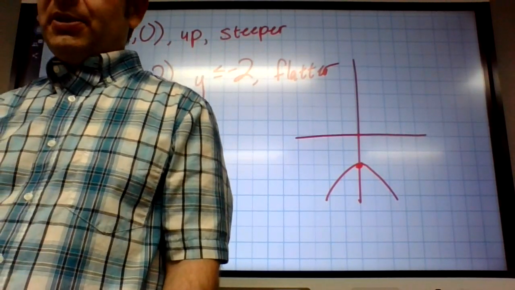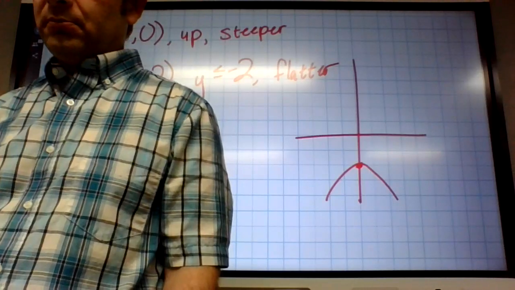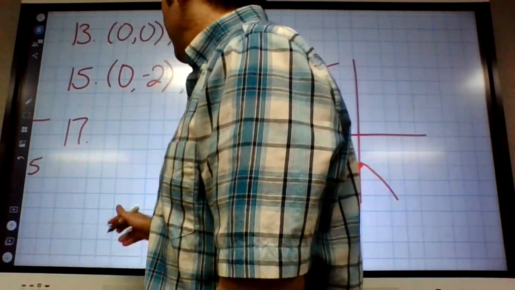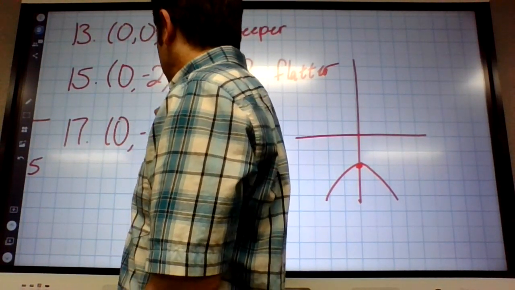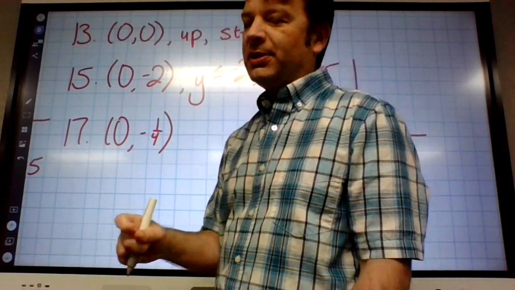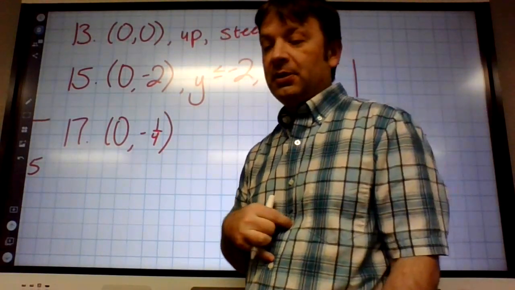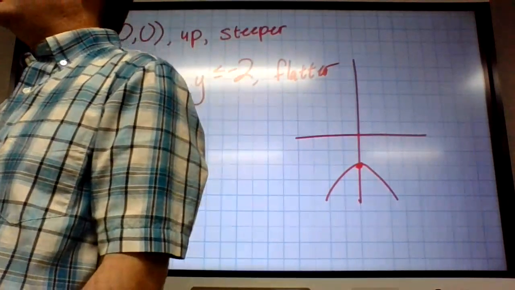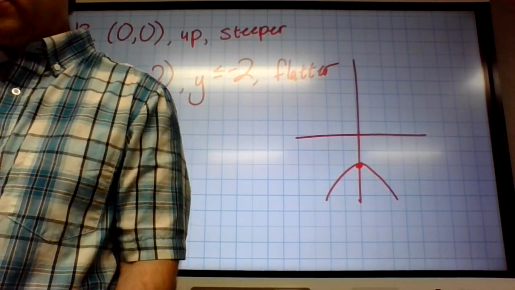Okay, 17, where is the vertex going to be? 0, -1/4. Right, down 1/4, so 0, -1/4. Most equations aren't this simple, so it's not going to be as easy as up or down. You're going to have to use the negative b over 2a thing that I talked about at the beginning. That's what we're going to do on 21, 22.